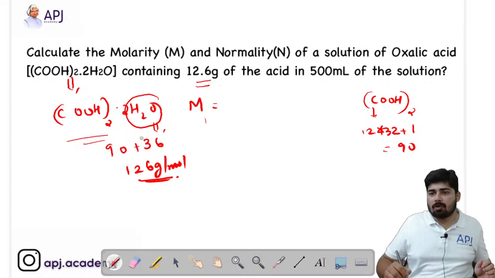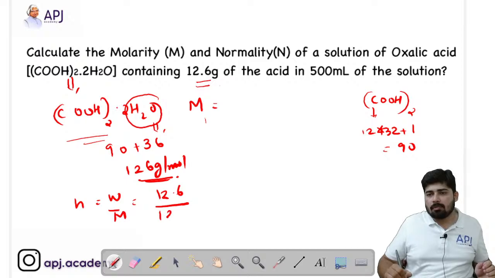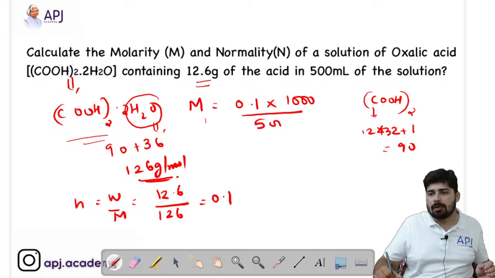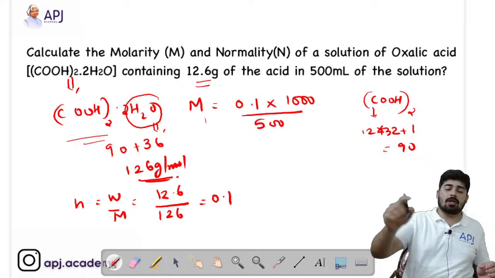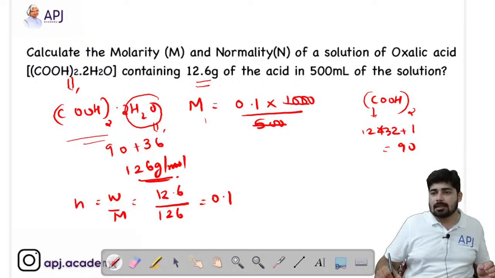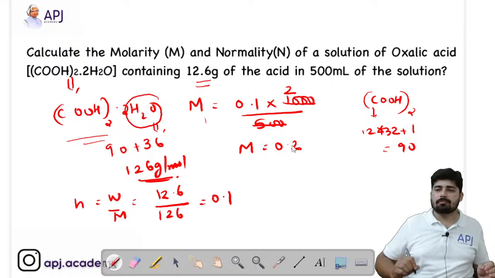So we can find out the number of moles. Number of moles is equal to weight by molar mass. That means 12.6 divided by molar mass 126. That means the number of moles is equal to 0.1. Now we can find out the molarity: 0.1 moles into 1000 divided by the volume of solution, which is 500. Why did I use 1000? Because the volume of solution is given in ml, right? Now we can cancel this and this. We will get 2. So molarity equals 0.2. So we got the value of molarity as 0.2.